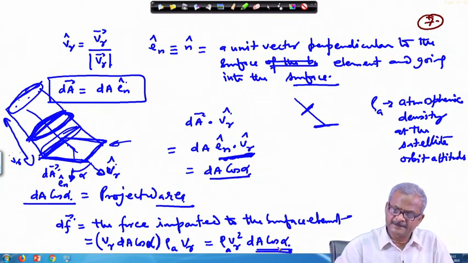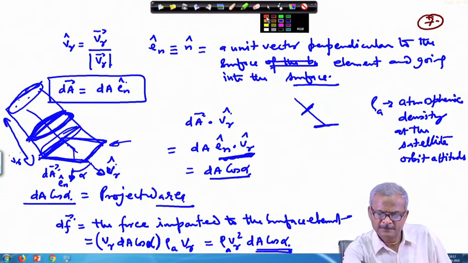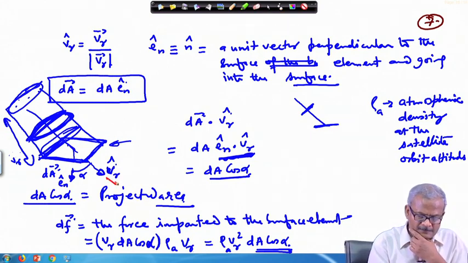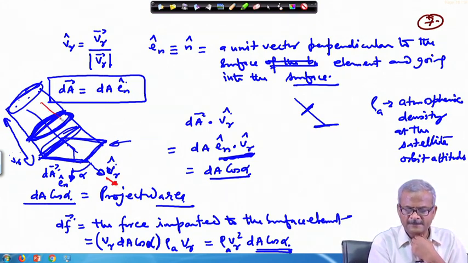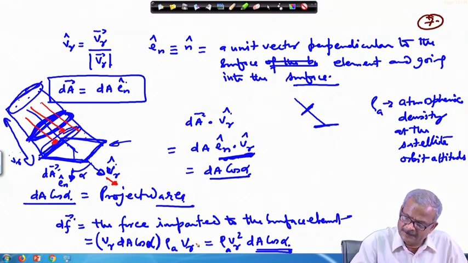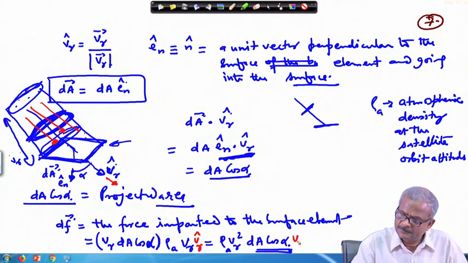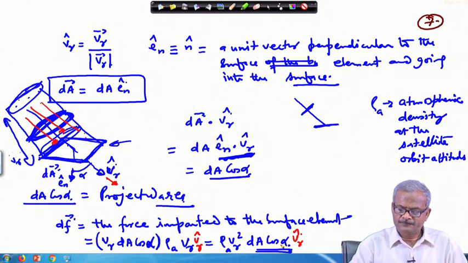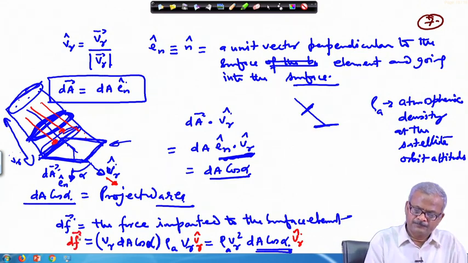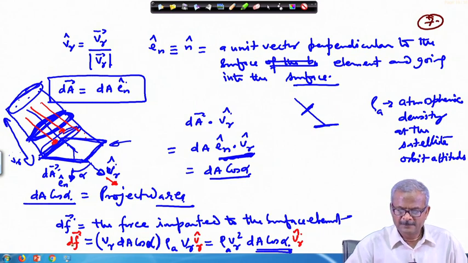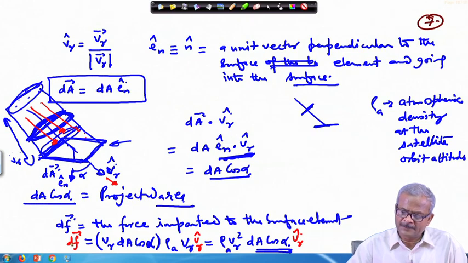And in which direction it is taking place, that also we have to consider. So, this force will be applied along the direction of the beam, because all the particles are acting like a collimated beam. So, they will be coming and hitting in this direction. So, we also have to multiply here by v r cap. So, this will be in the v r cap direction. So, this is your d f, the force imparted to this surface, and if you integrate it over the whole area, then you get the total force applied to the surface, which constitutes the drag.